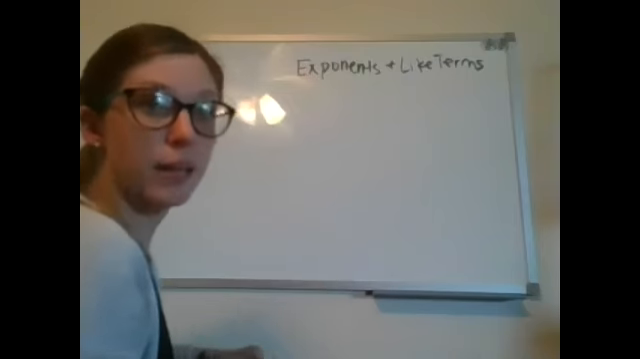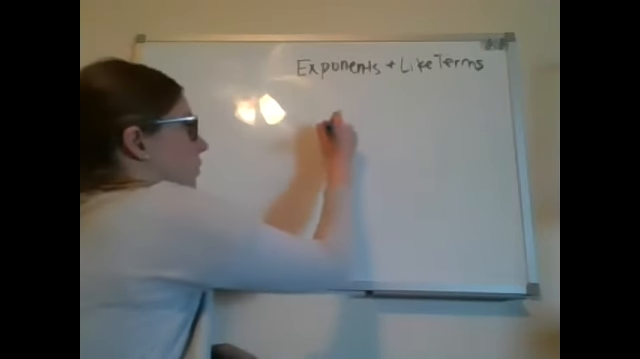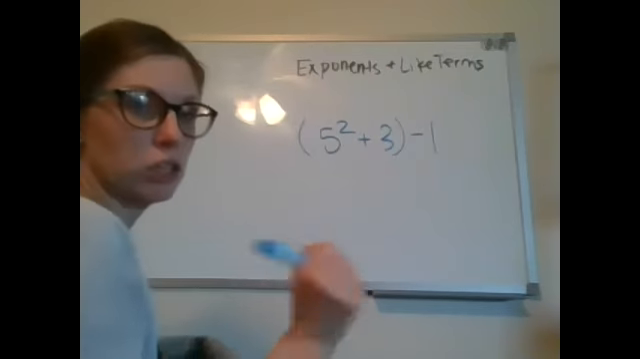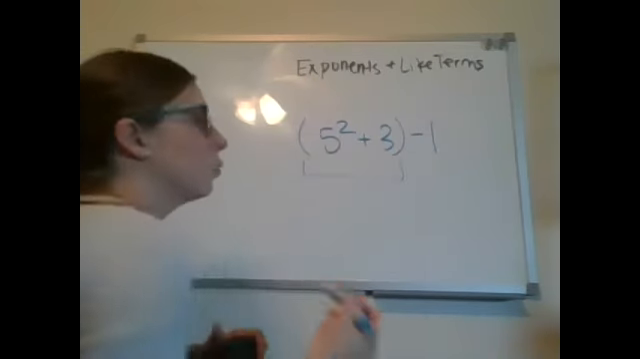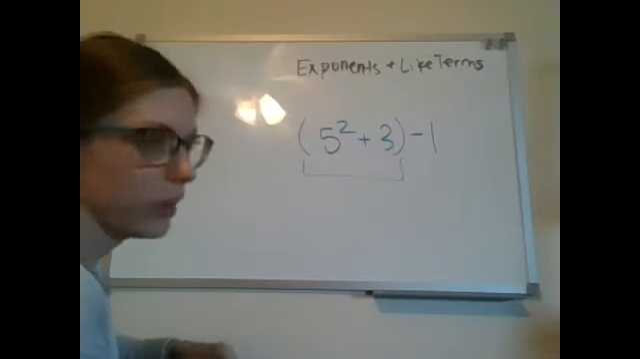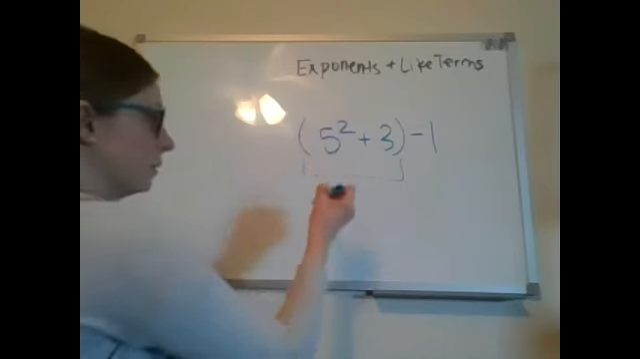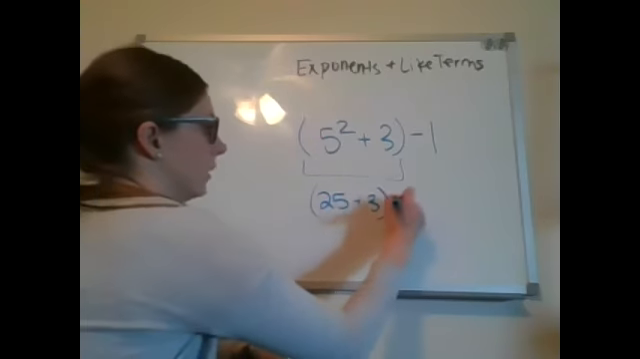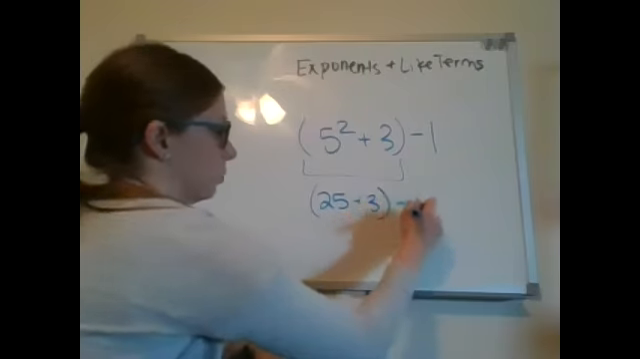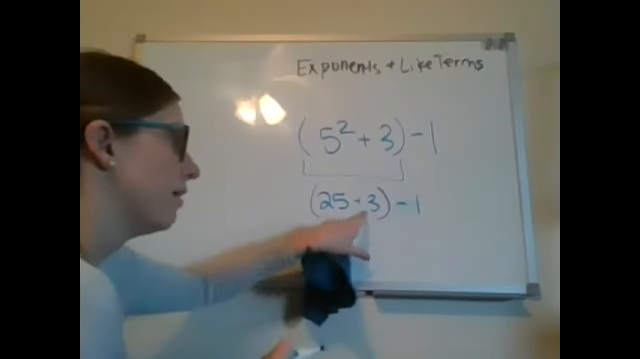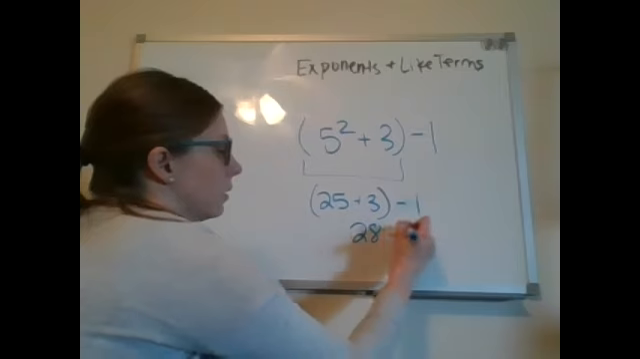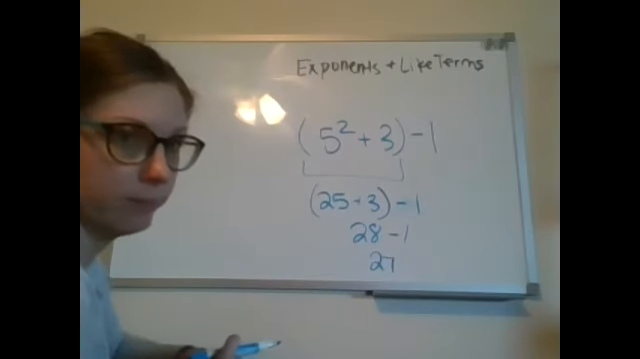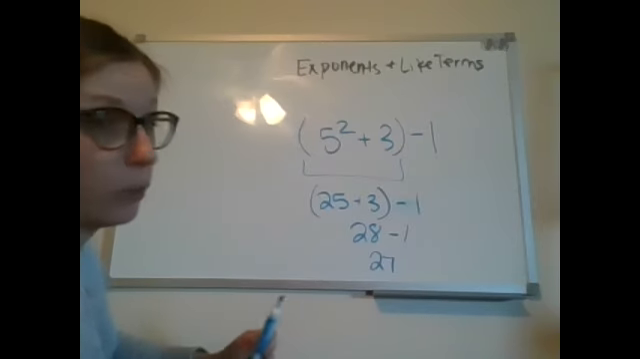So let's do an example. I'm going to ask you to simplify these two things. The first one is going to be 5 squared plus 3, in parentheses, minus 1. First thing we do is parentheses. Within the parentheses, we still do order of operations. So the first thing we're going to do here, exponent. 5 squared is 5 times 5 is 25. Plus 3 minus 1. Parentheses now, 25 plus 3 is 28. 28 minus 1 is 27. Okay? If not okay, let me know.